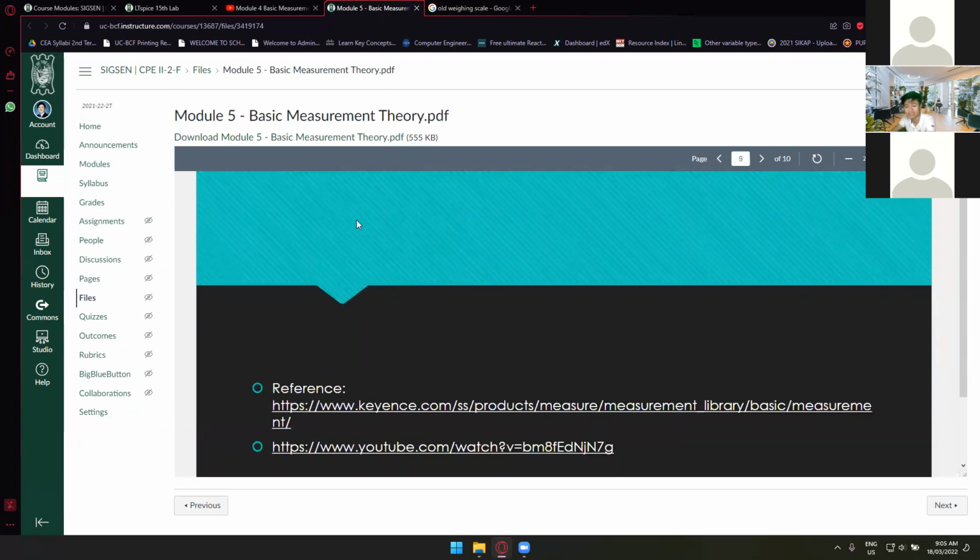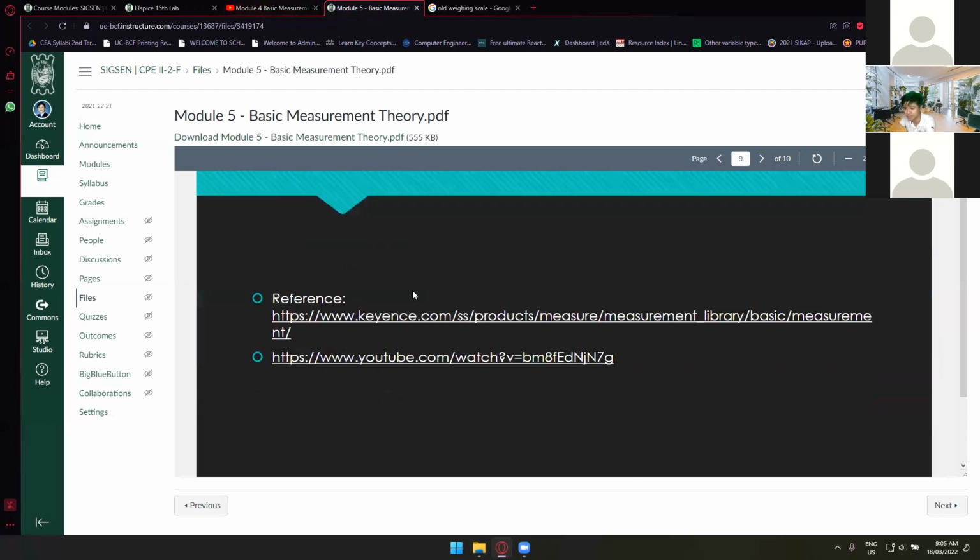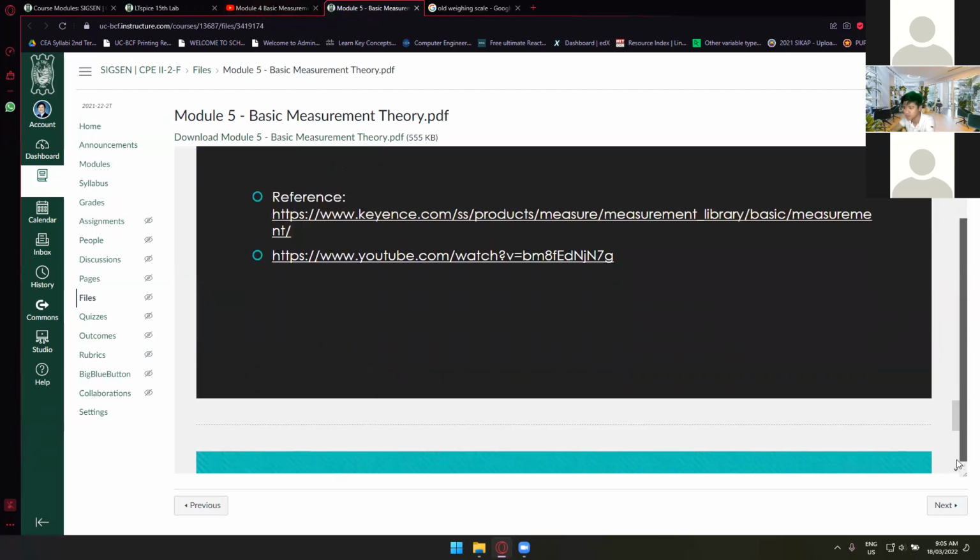So we can say that this is the general idea of the basic measurement theory. I didn't include the errors, the noise, and other parts of the basic measurement theory anymore, since I just want you guys to learn the basics of it.